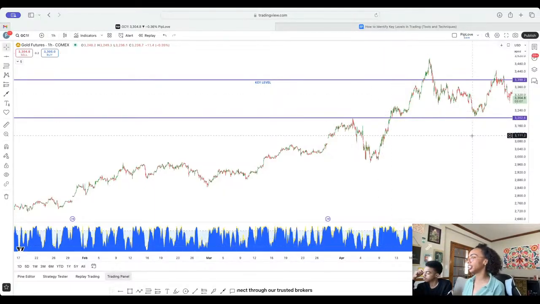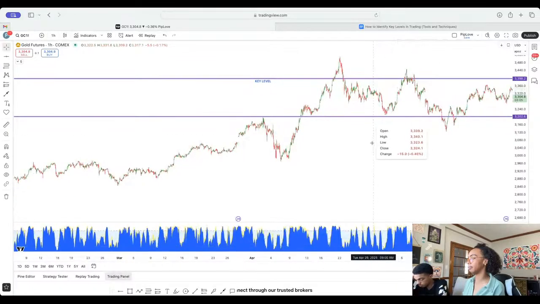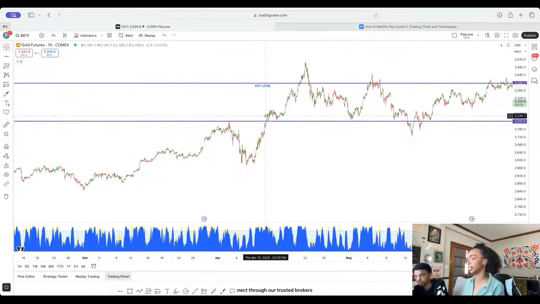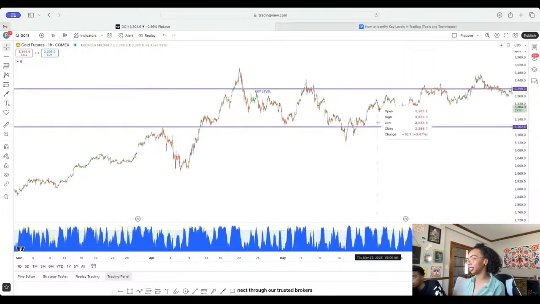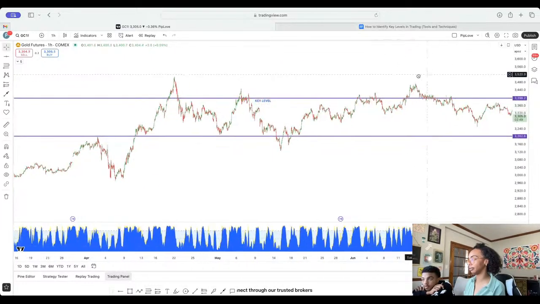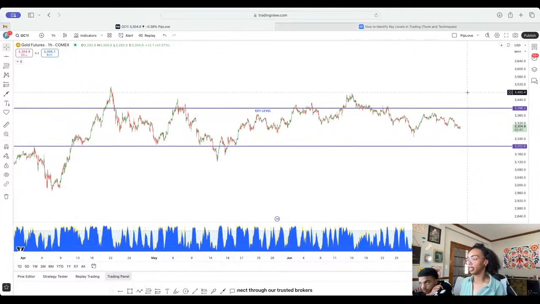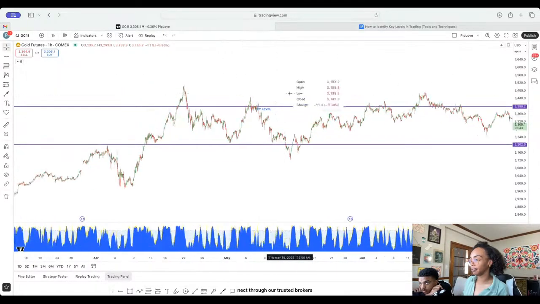But look, actually, 3,200 was a very good explanation because it was resistance before. We had that break. Now look, it was support. We had that break here, and then it's been used as support ever since. Okay.